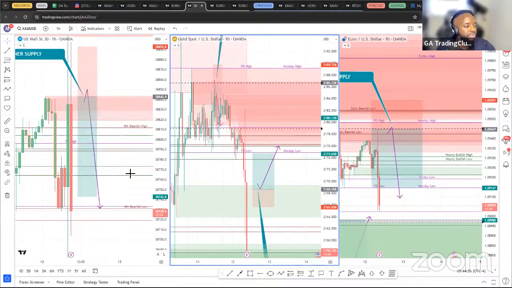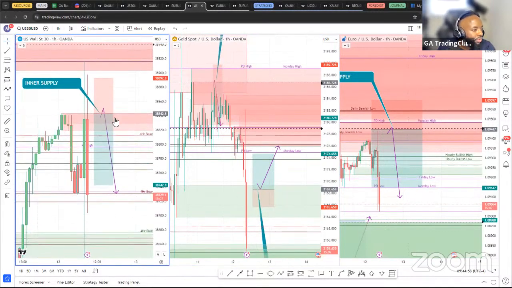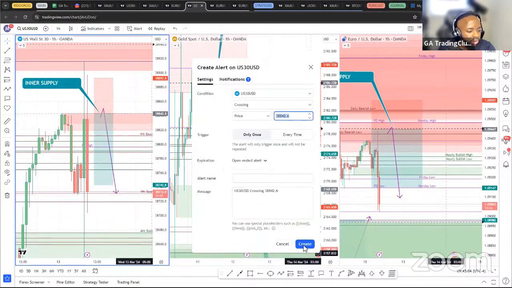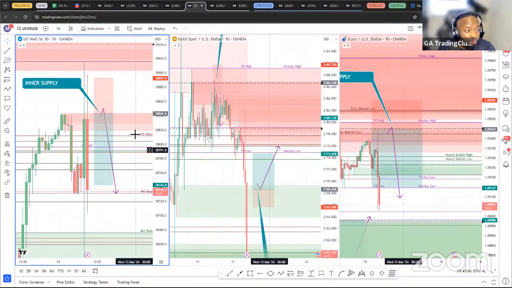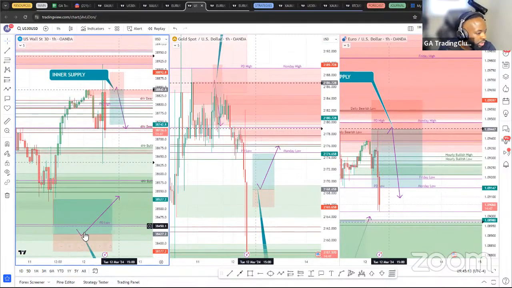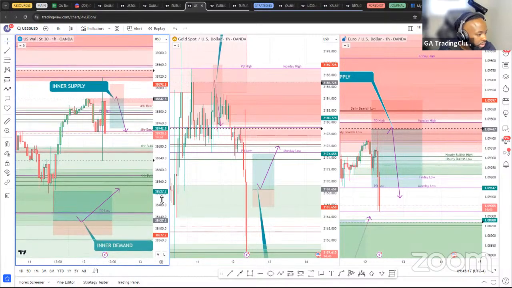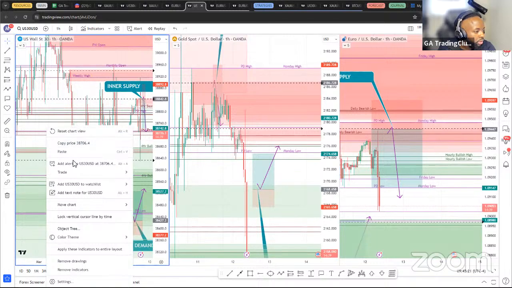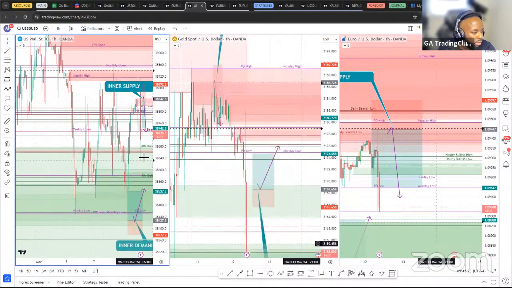Then we go to the higher time frames. So for the 1 hour time frame, this was a nice sell on US 30. Unfortunately, it happened before New York session, and I don't trade that. But this is still a valid inner supply zone. For the buys on US 30 on the hourly, it would still be down here at whatever this is, 38,427. So let me add an alert here and then I'll just drag it down.